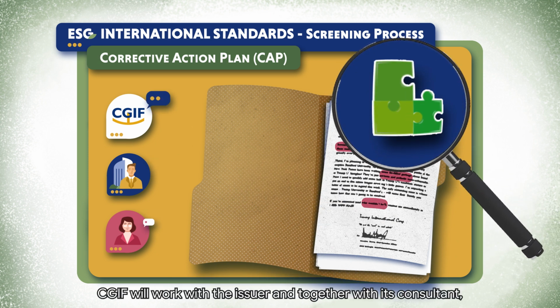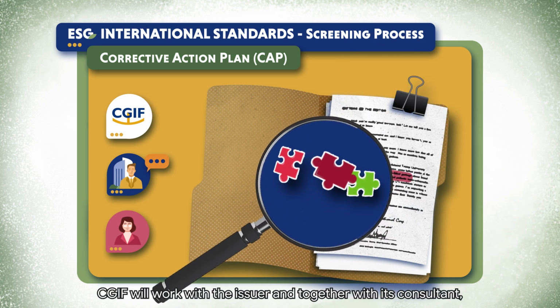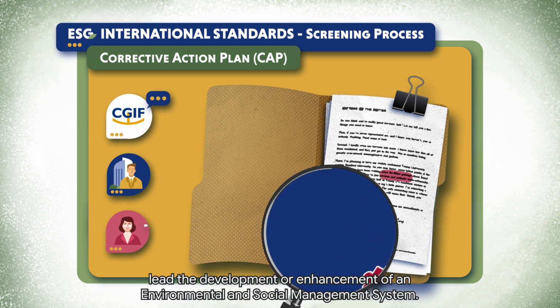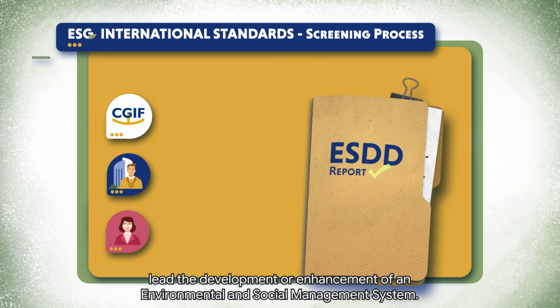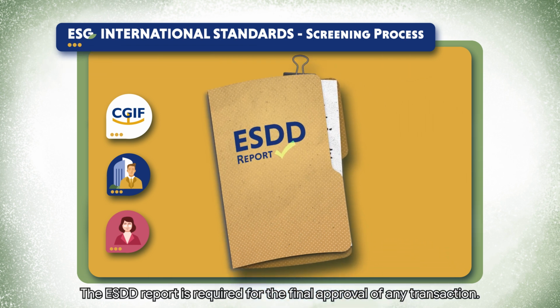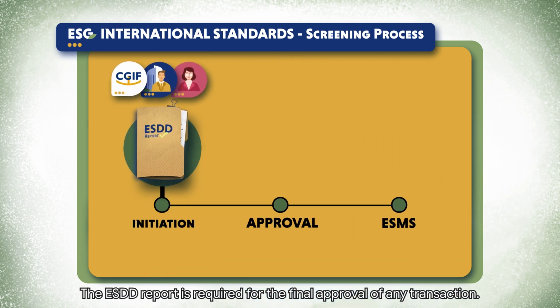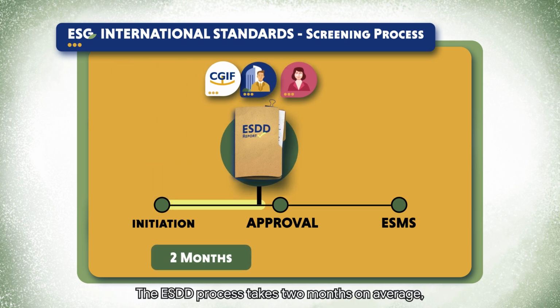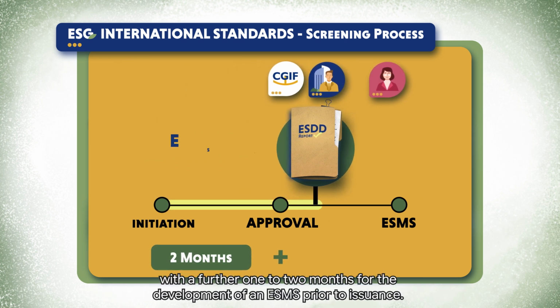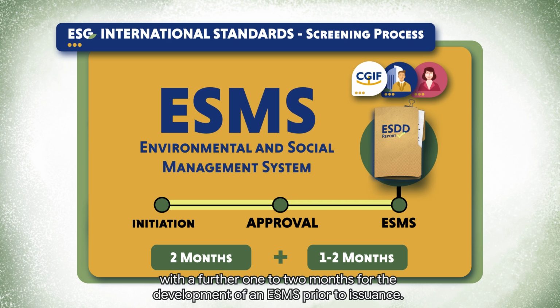The final ESDD report will include, if needed, a corrective action plan to mitigate any identified and unmanaged risks. CGIF will work with the issuer and, together with its consultant, lead the development or enhancement of an environmental and social management system. The ESDD report is required for the final approval of any transaction.